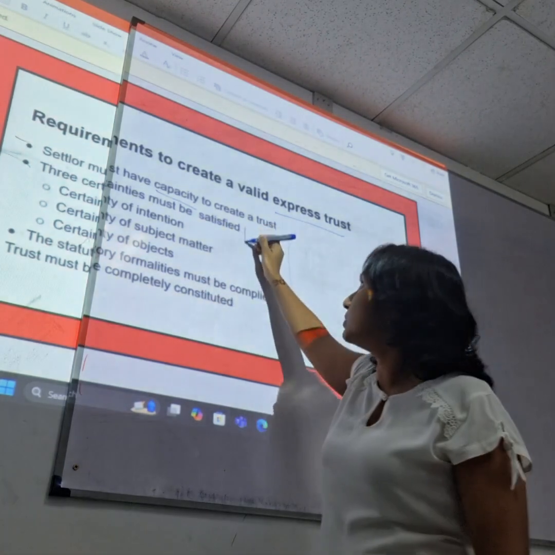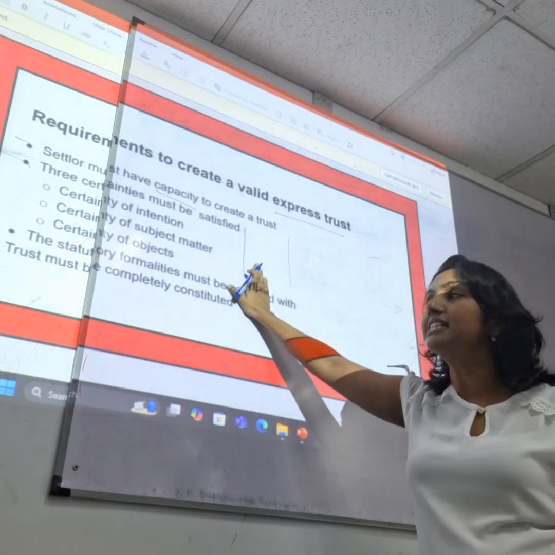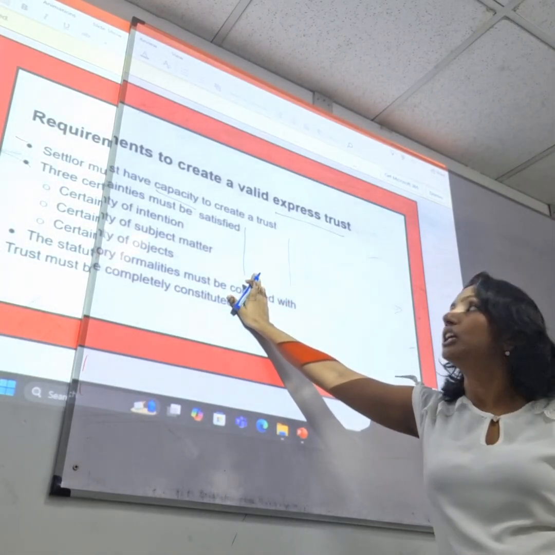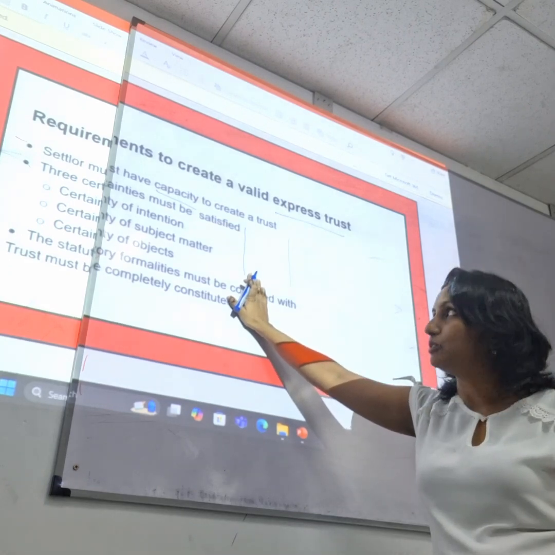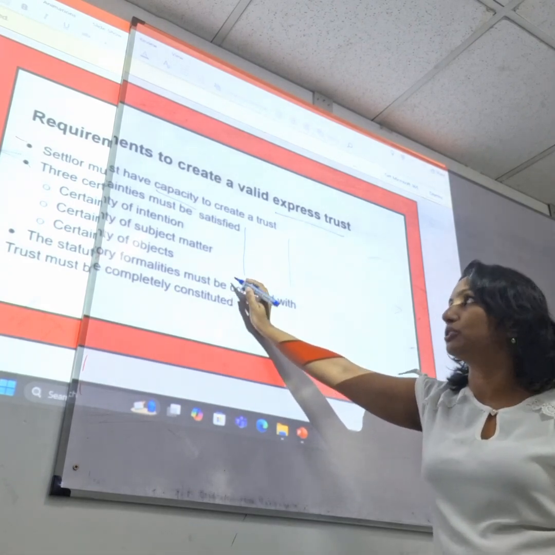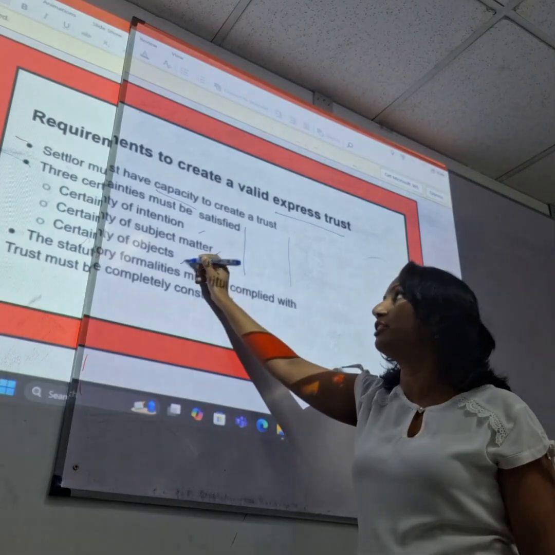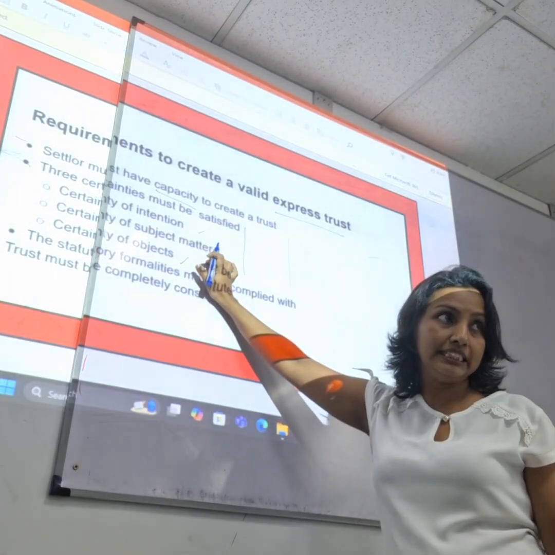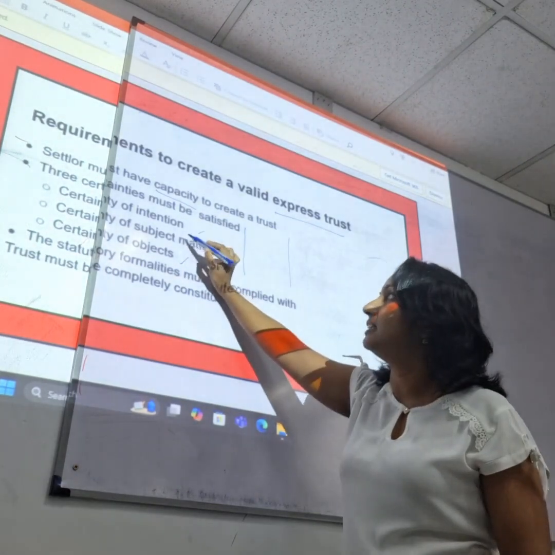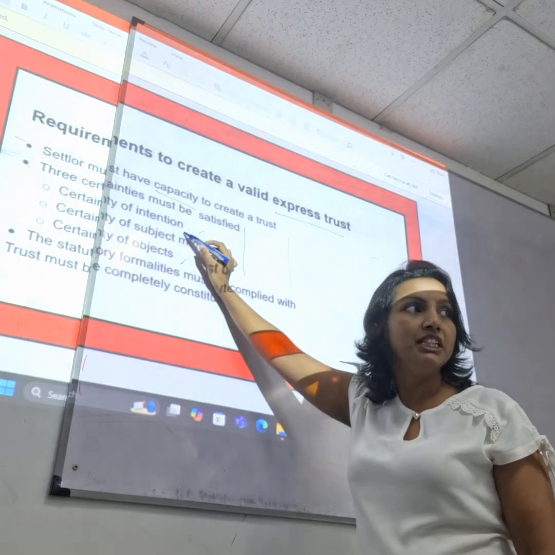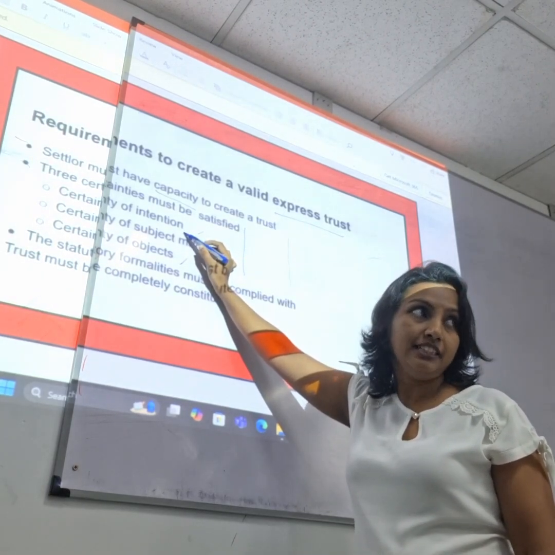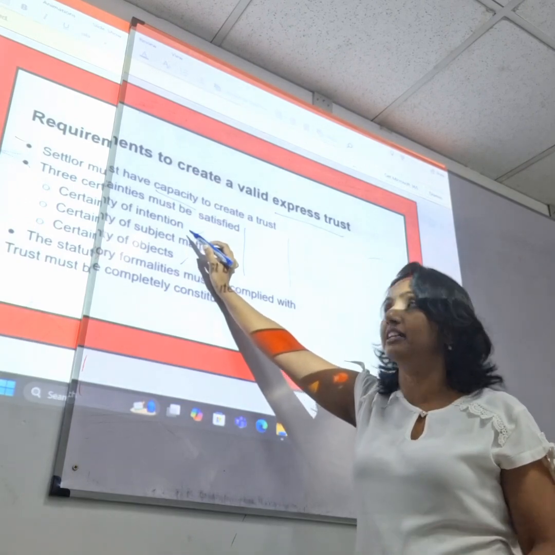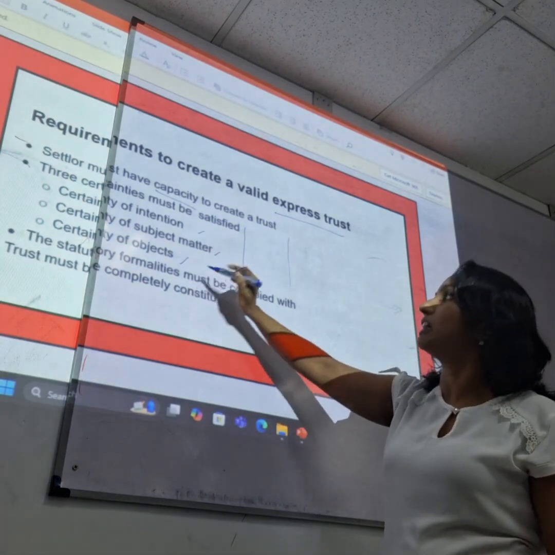Then we have to ensure that the three certainties are satisfied. The three certainties are certainty of intention, certainty of subject matter and certainty of object. We are going to study these in detail. Basically, the certainty of intention means declaring that he has the intention of creating a trust. We have to study it in detail, so I just mentioned what it is.